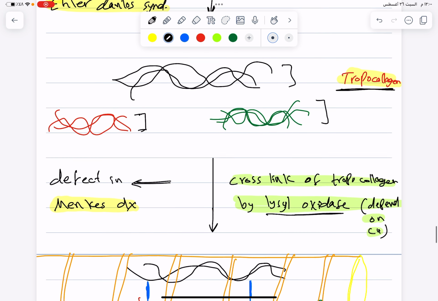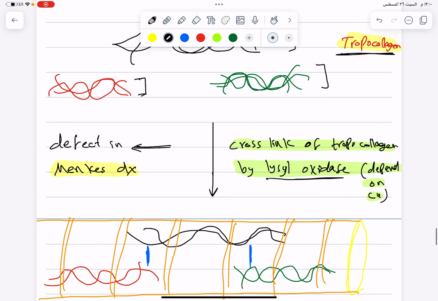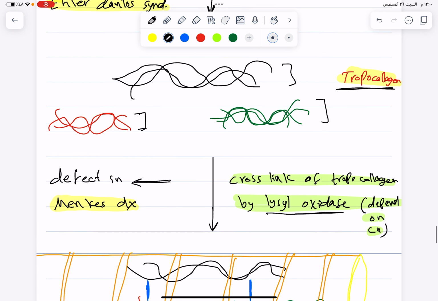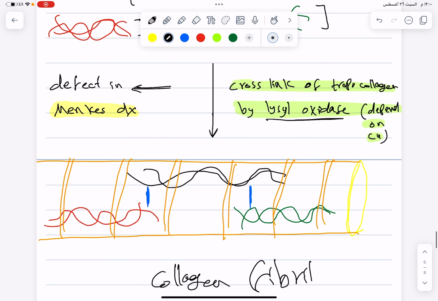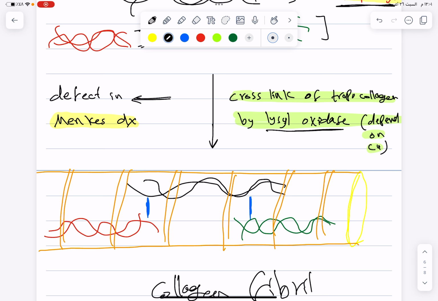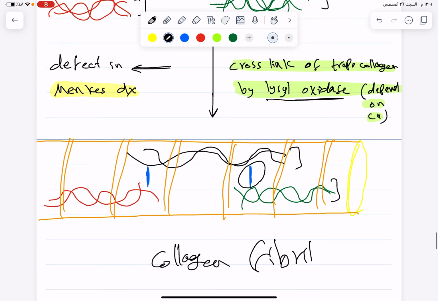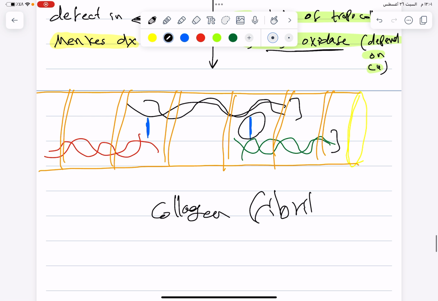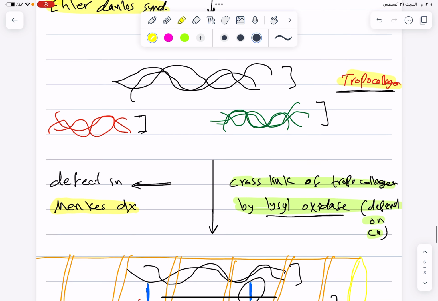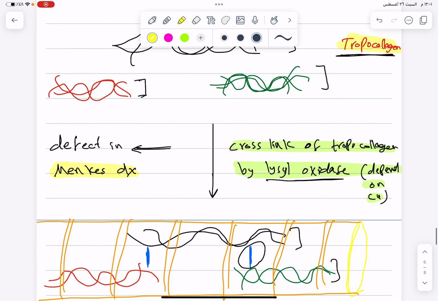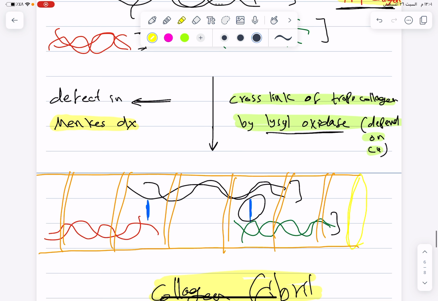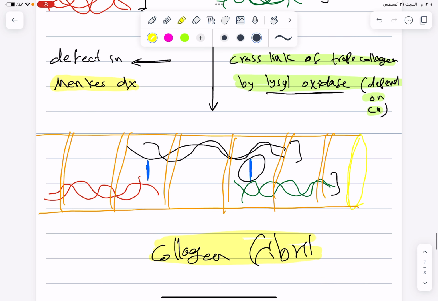After we cross-link the tropocollagen, by a bond between them, we will finally have the collagen fibrils. So these are collagen fibrils. We cross-link the tropocollagen to each other by the lysyl oxidase enzyme.